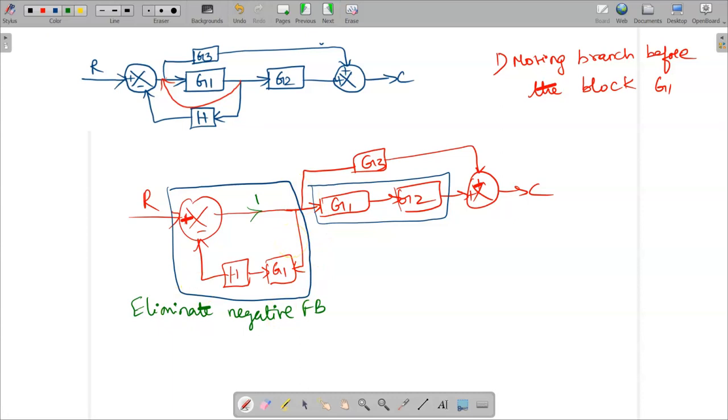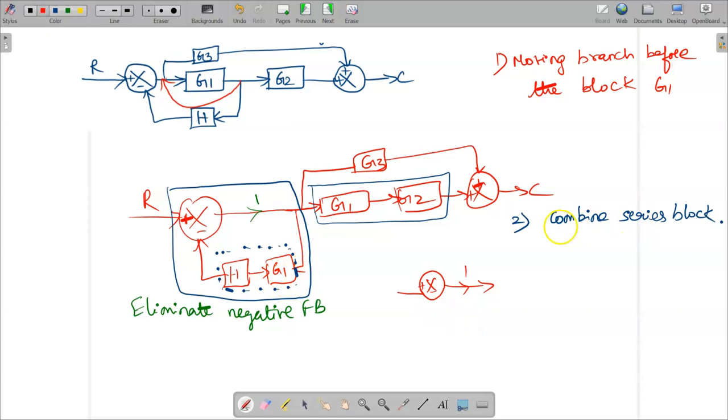Before eliminating the negative feedback loop, one more step I have to do, that is combine these two blocks. These two blocks are in series, and similarly these two blocks are in series. So in simple terms, I can combine the series blocks, or cascade blocks. I can redraw the diagram from that as: plus and minus remain the same, here it is 1, H into G1.